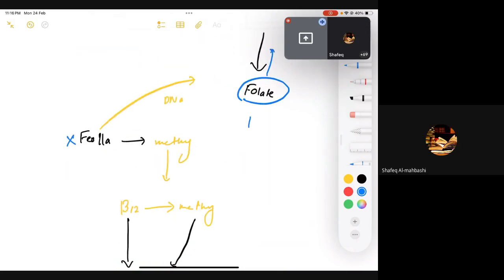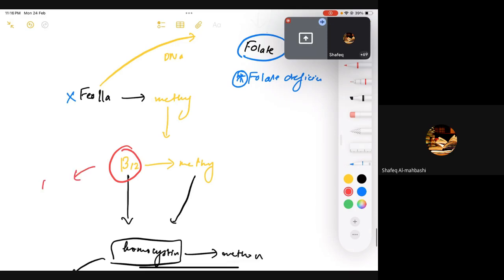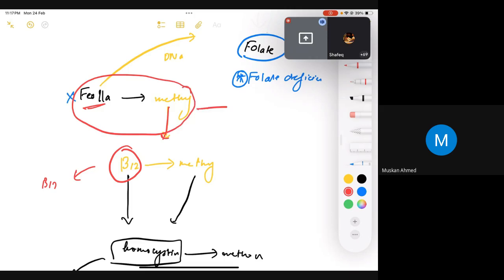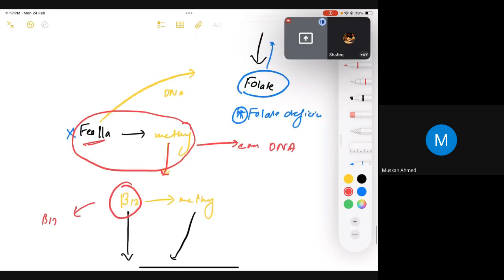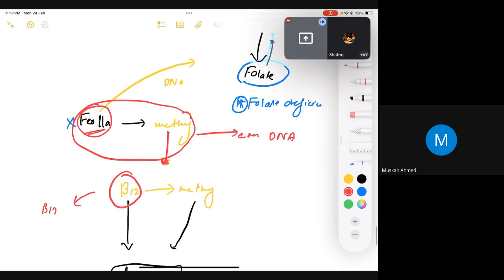So one of the causes is folate deficiency, which we are going to discuss. Okay, let's discuss another cause. For example, if I do not have B12, it means that folate has no one to give its methyl group to. Is that right? Okay, so it means that this complex cannot participate in DNA synthesis, right? Because in order for folate to participate in DNA synthesis, it must give its methyl group to B12.